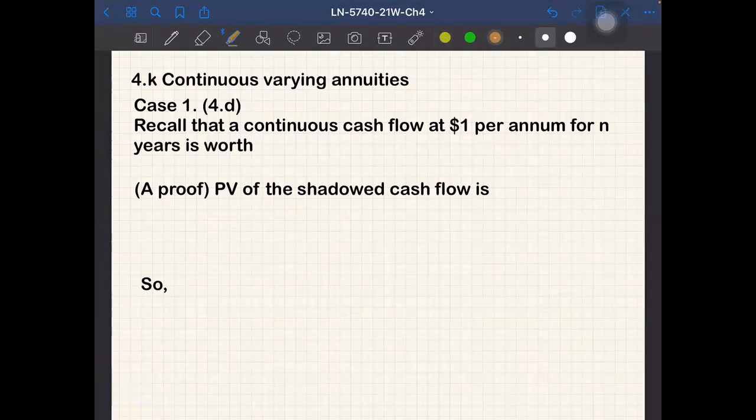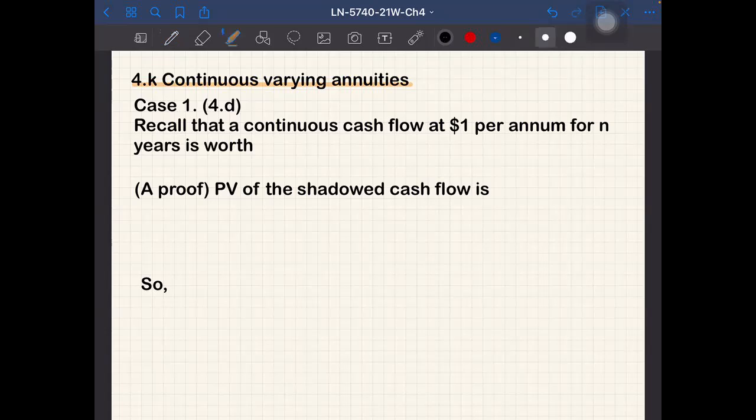Hi, this is section 4K, continuous varying annuities. We start with a review of chapter 4D, then gradually deal with the more general case. So case 1, this is 4.D.